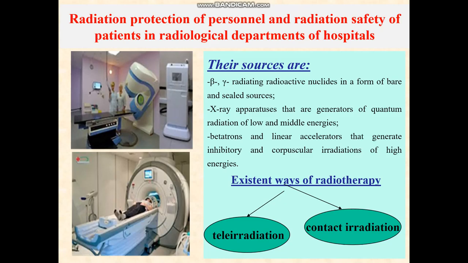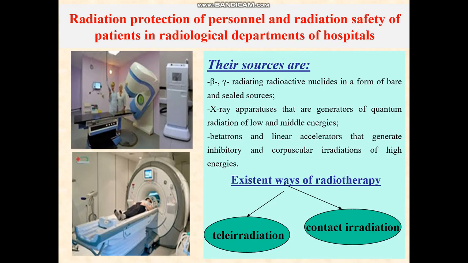Because of that, a number of requirements studied in building rules and norms, and rules on work with radionuclides established by the Ministry of Public Health, are made for allocation of the radiological department of the hospital, organization of radiation protection of personnel, and radiation safety of patients and the population.